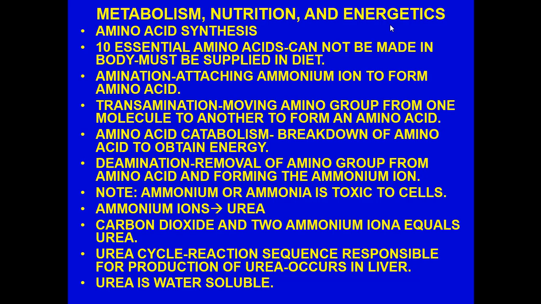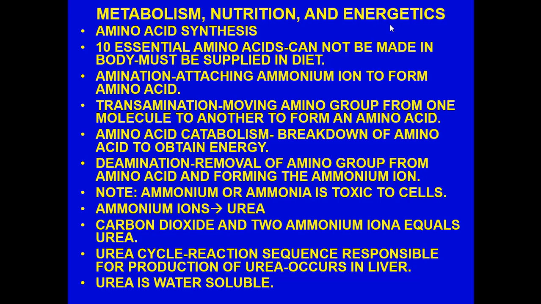We have to also understand a couple of other steps that are absolutely critical when we talk about amino acids. Amination is attaching an ammonium ion to form an amino acid. Transamination is moving an amino group from one molecule to another to form an amino acid. Now, wait a minute. Didn't you say there were essential ones? Yes, but I'm talking about the non-essentials. Okay? We'll get back to the essentials in a second.